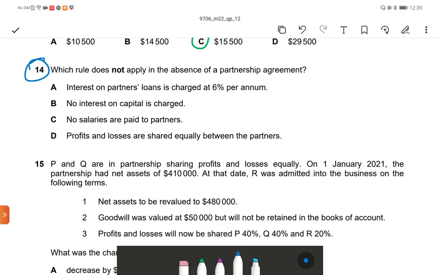Question number 14. Which rule does not apply in the absence of partnership agreement? Interest on partners' loan is charged at 6% per annum. So the correct answer is the one which does not apply. Interest on partner's loan is not charged at 6% per annum, so this does not apply. So the correct answer is A.